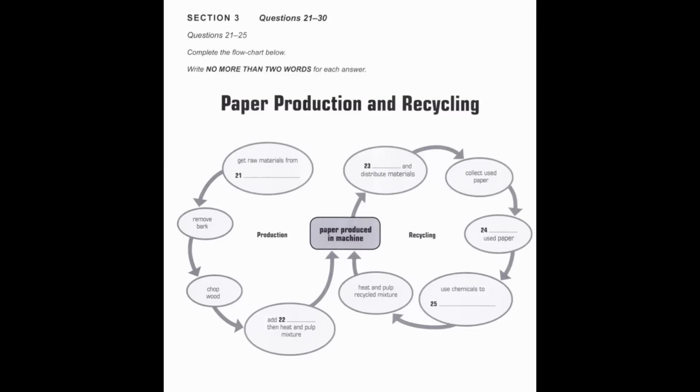Yes. So, once the paper has been produced in the machine, what happens then? Well, I think we should write print as the next step, because this is when newspapers, magazines, etc. are produced. And we could also add that they have to be distributed to stores and people's homes. Right. Then the recycling bit starts.